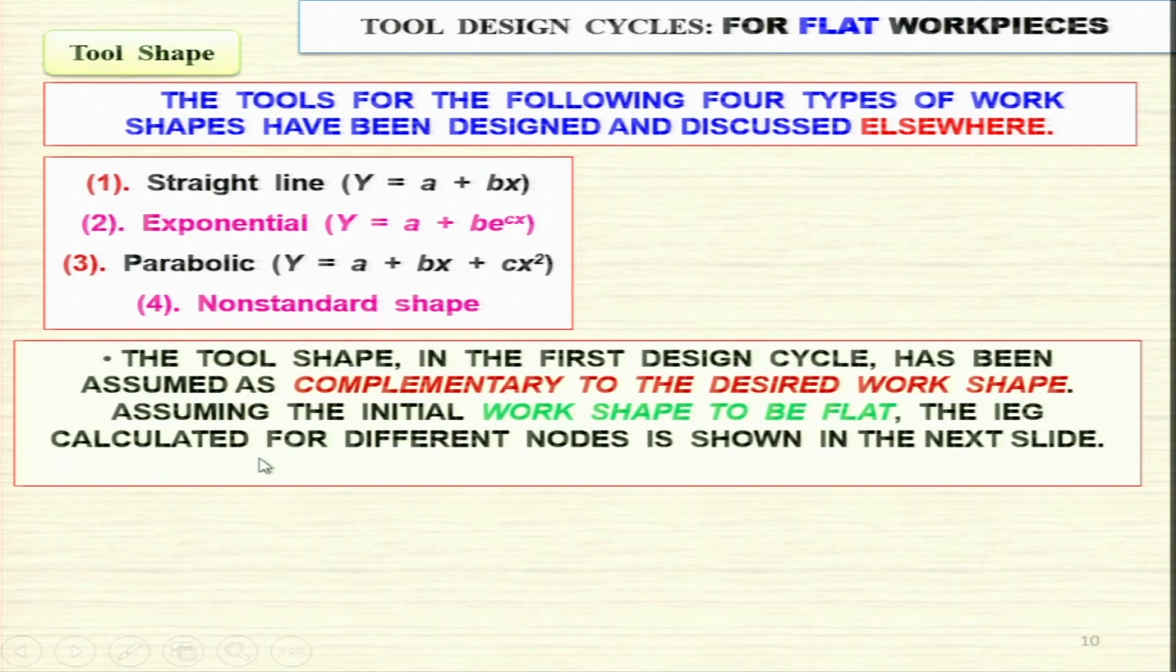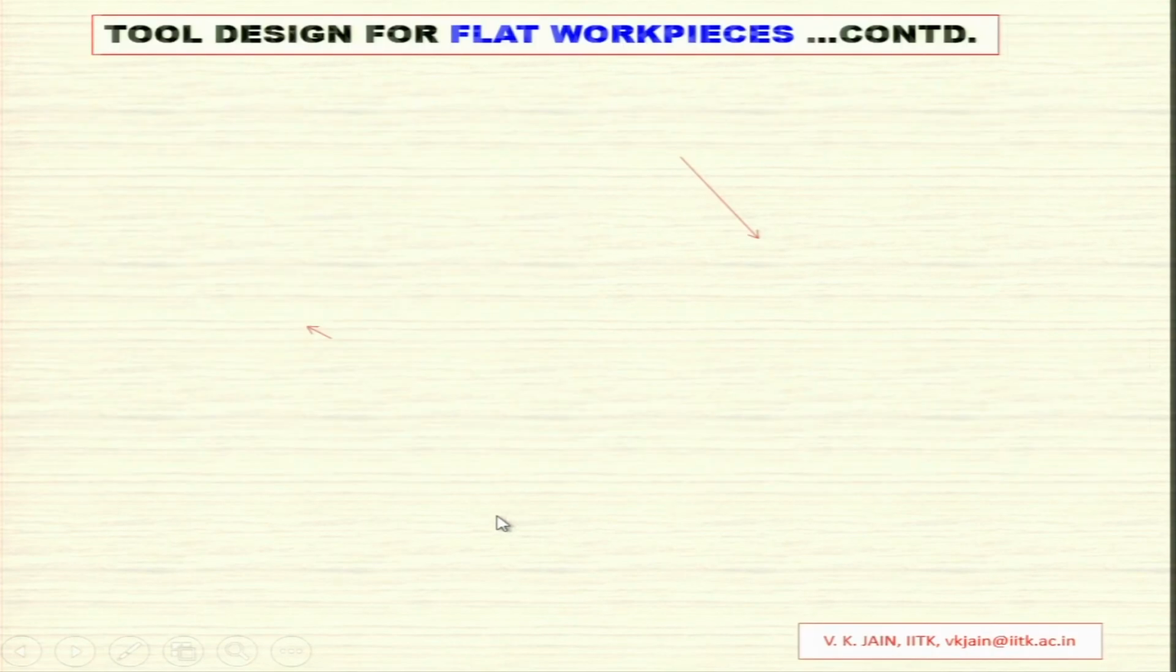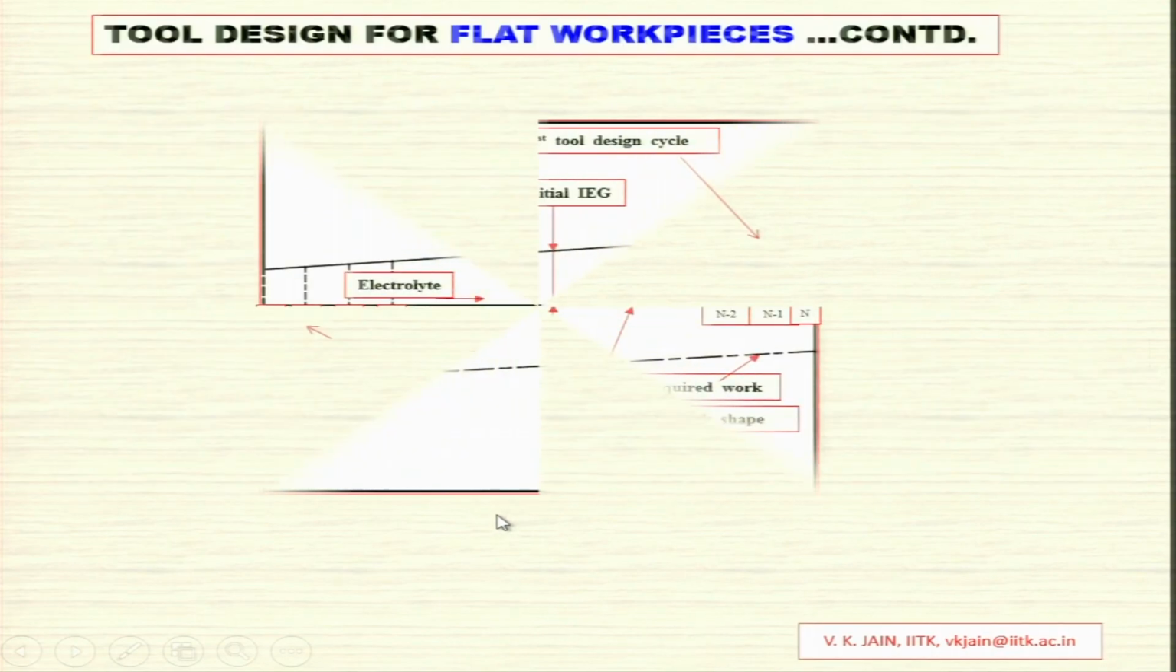The tool shape in the first design cycle has been assumed as complementary to the desired work shape. Assuming the initial work shape to be flat, the inter-electrode gap calculated for different nodes is shown in the next slide. Tool design for flat workpieces continues.